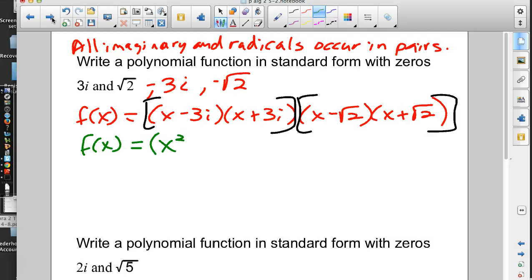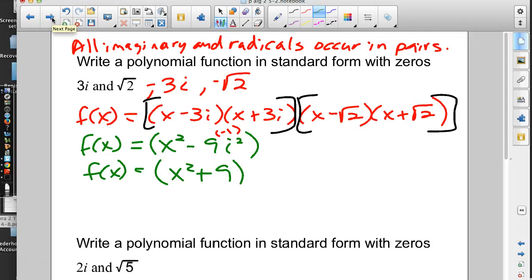So I'm not even going to write that down. Last times last is minus 9i squared. But wait a minute. We're supposed to know what i squared is. It's negative 1. So we say to ourselves, self, I'm getting that i out of there. I'm going to give it the boot. Negative 9 times negative 1 is positive 9. It just got the boot.